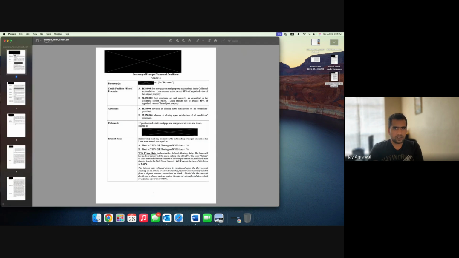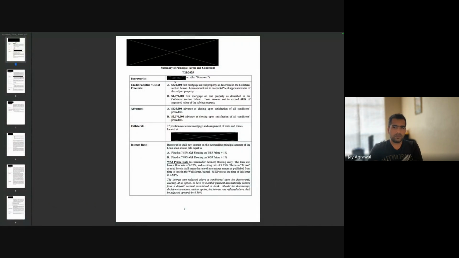So, guys, this is what a term sheet will look like if you were to get a commercial loan. It will talk about the summary of the transaction. So basically, you will see the loan amount, you will see the LTV, you will also see the rate. The rate is going to be stated at either a fixed for a certain amount of time, or you can go with floating. You'll put an index plus margin. So in this case, we have the Wall Street Journal Prime as the index, and the margin is 1%.